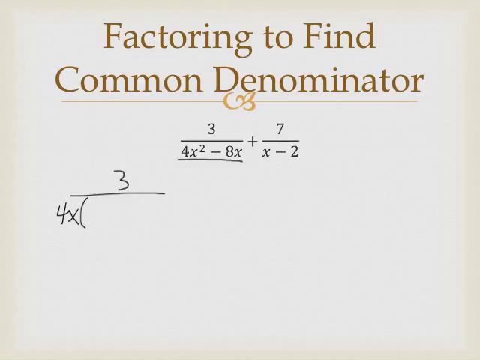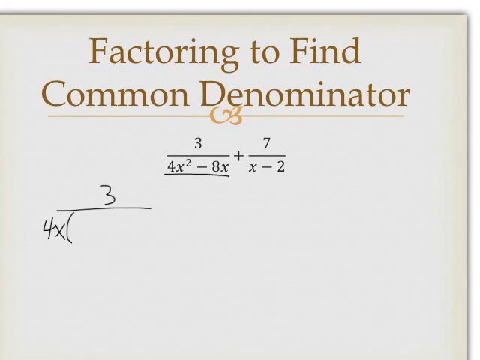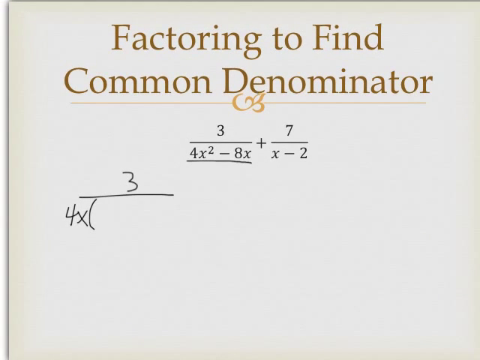And so when I factor a 4x out of 4x squared, that leaves me with just an x. And when I factor a 4x out of a minus 8x, that leaves me with a minus 2. And if you recall, I could just distribute that and make sure that I end up with the same thing. x minus 2, however, is not factorable, so that's just 7 over x minus 2.